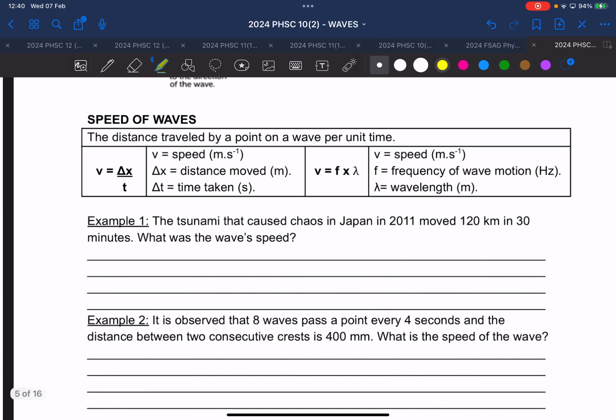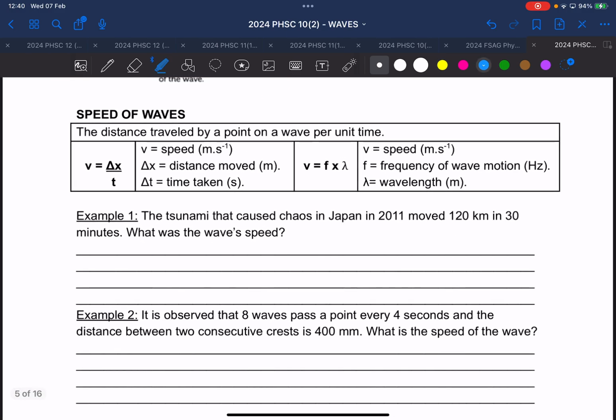Okay, now we're going to get to the speed of waves. There in the little block is the definition. That is the distance traveled by a point on a wave per unit time. The distance traveled by a point on a wave per unit time.